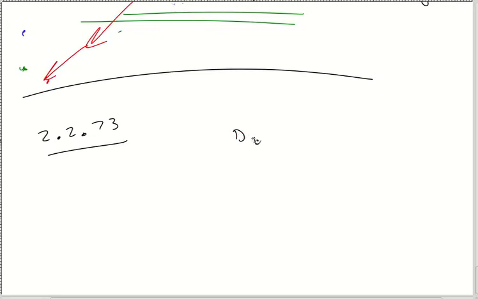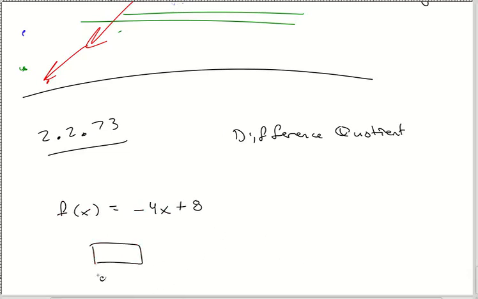2,273. Now we're going to talk about the difference quotient. The difference quotient. So they say f of x is equal to negative 4x plus 8. And they say, what's the difference quotient? And they just give you a box.